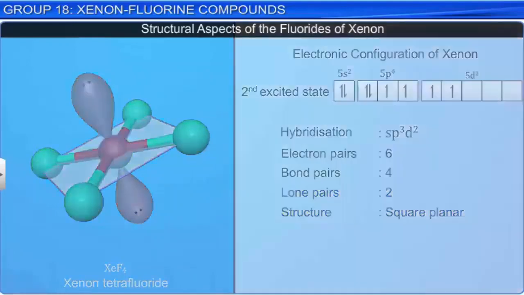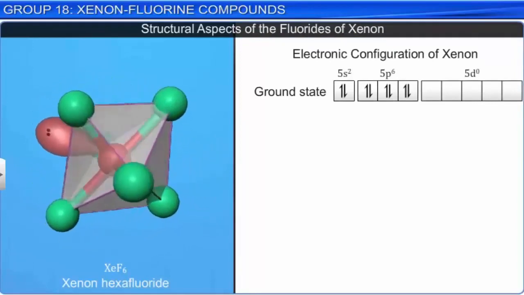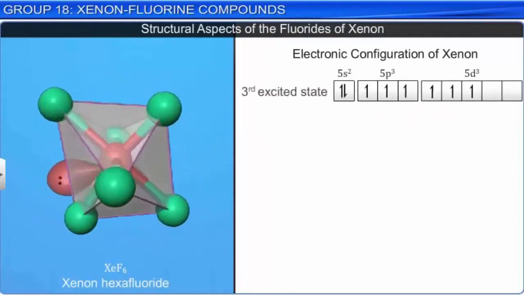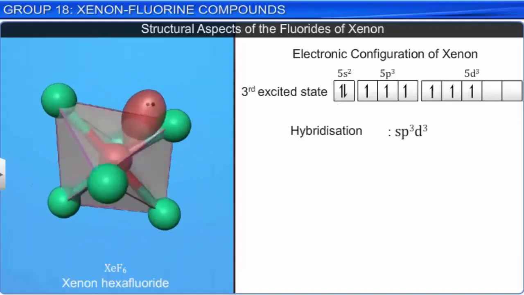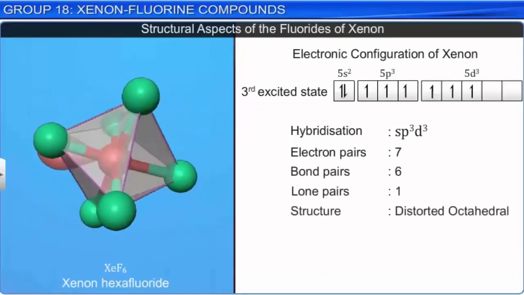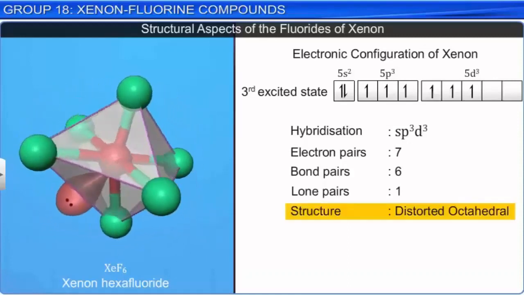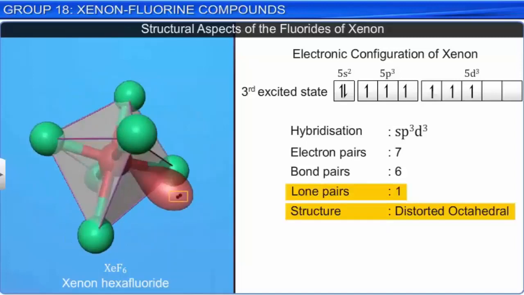The central atom, xenon, in xenon hexafluoride undergoes sp3d3 hybridization. Xenon hexafluoride has 7 electron pairs. Of these, 6 are bond pairs and 1 is a lone pair. The structure of xenon hexafluoride is distorted octahedral owing to the presence of the single lone pair of electrons on the central xenon atom, as shown here.